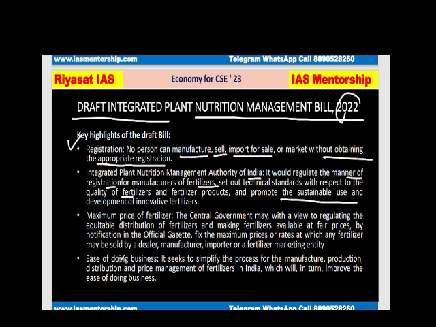Now, what will be the maximum price of the fertilizer? Basically, the central government, okay, with a view to regulate equitable distribution of fertilizer available at fair prices, that price will come out in the market using an official gazette. Official gazette refers to your notice, okay, your notice, and in that notice the central government will fix the maximum price or rate at which any fertilizer may be sold by a dealer, manufacturer, importer or any fertilizer marketing entity.